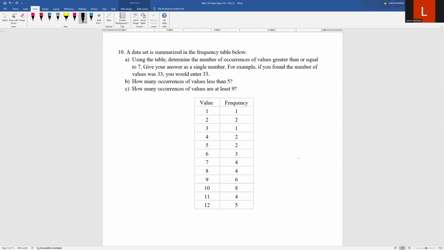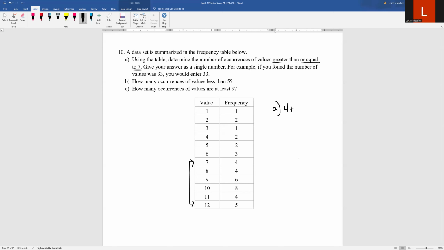So a data set is summarized in the frequency table below. Using the table, determine the number of occurrences of values greater than or equal to 7. So we are including equal to on this one. So 7 as a value or bigger. Okay. Now we want to know the number of occurrences. So for A, we're doing what are the frequencies for 7 to 12? How many people fell into that category?